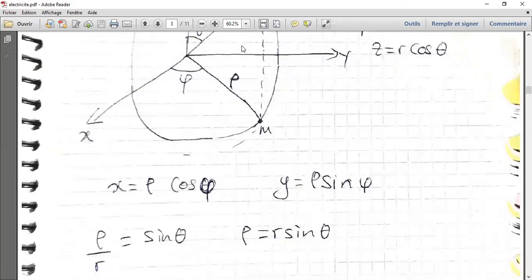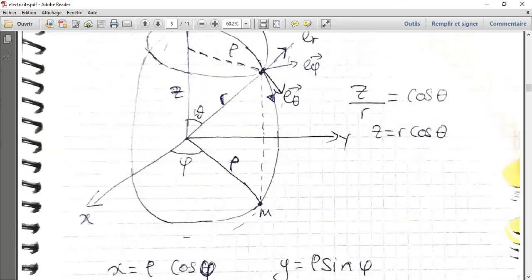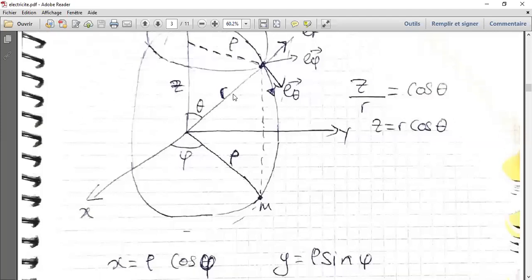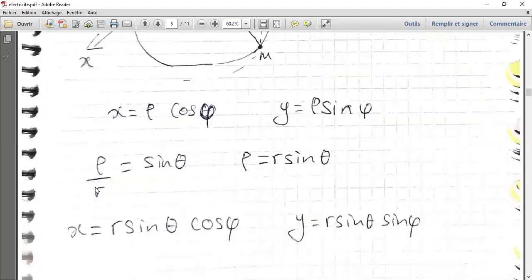You know that the angle is formed here. R is the hypotenuse, and rho is the opposite, because the angle is formed here. Hypotenuse and opposite use sine. So rho over R, the opposite over the hypotenuse, is equal to sine theta. If you do cross multiplication, you have rho equals R sine theta. So where there's rho, you just replace it by R sine theta. So it will be R sine theta cos phi, R sine theta sine phi.